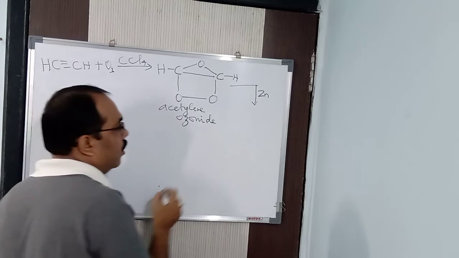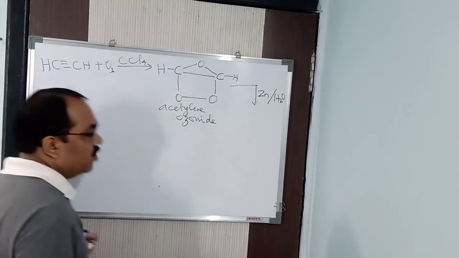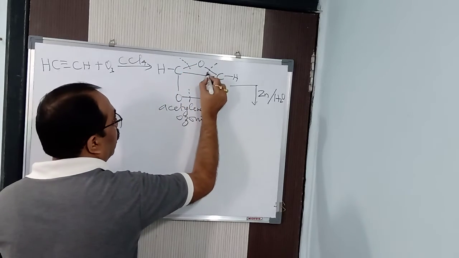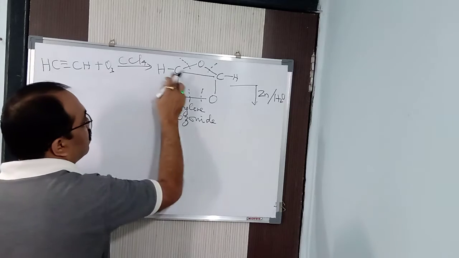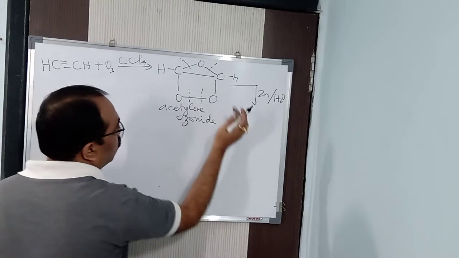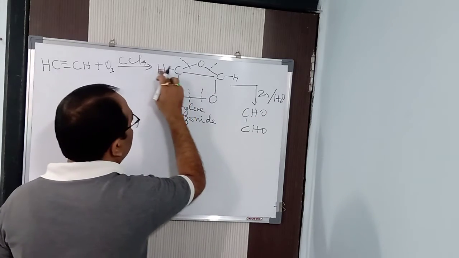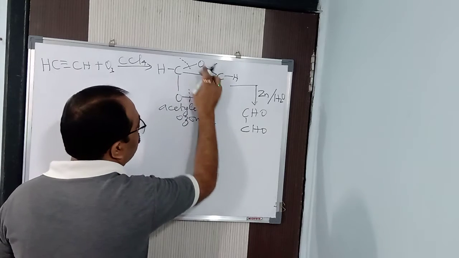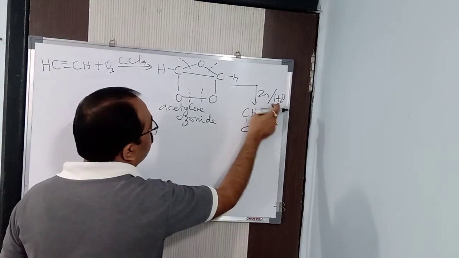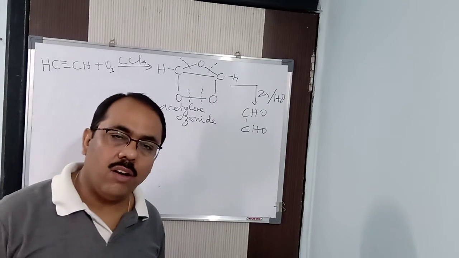So as soon as it is being formed, you react it with zinc and water, where zinc acts as a reducing agent. You reduce it immediately. So the cleavage is going to take place here and here. So what you get here is CHO single bond CHO. See here, CHO single bond CHO. And this oxygen reacts with zinc to form zinc oxide, or with H2O to form H2O2.